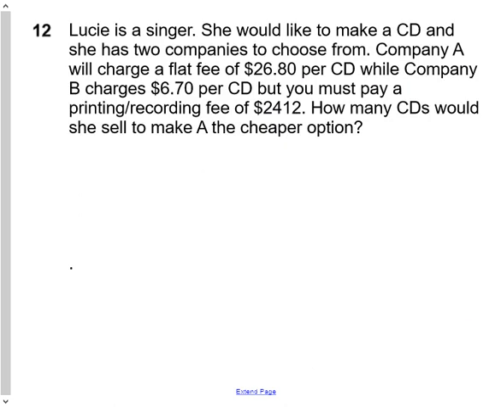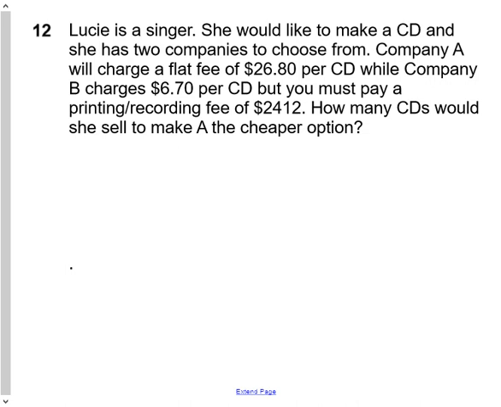And our last story problem question says Lucy is a singer. She would like to make a CD and she has two companies to choose from. Company A will charge a flat fee of $26.80 per CD, which is a lot for a CD printing, while Company B will only charge you $6.70 per CD, but you must pay a printing recording fee that works out with tax and whatever to $2,412. To be honest, it worked out to that because when I made the question up, it allowed the number of CDs to be a whole number rather than a decimal. How many CDs would you need to sell to make A the cheaper option?